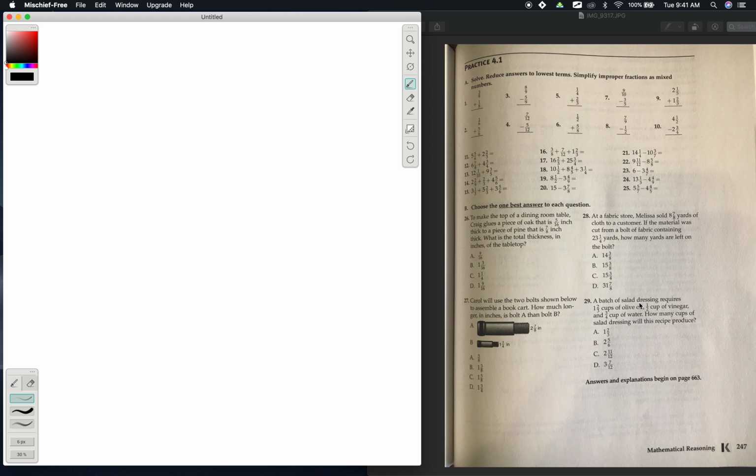Okay, so a batch of salad dressing requires 1 2/3 cups of olive oil, half a cup of vinegar, and 3/4 cup of water. How many cups of salad dressing will the recipe produce? So we know that we need to add all of those up to find the total. Okay, 1 2/3 plus half a cup plus 3/4.